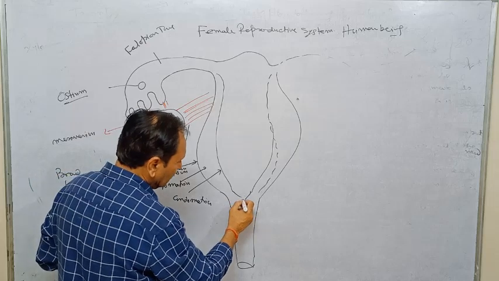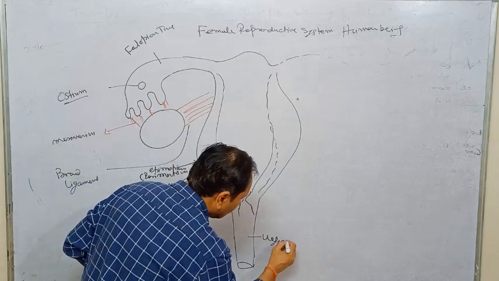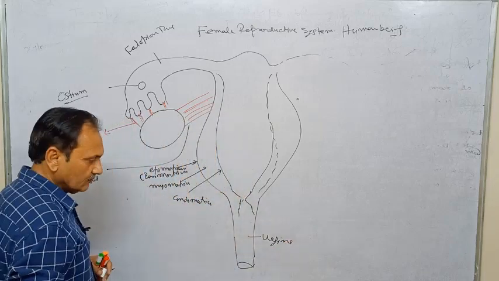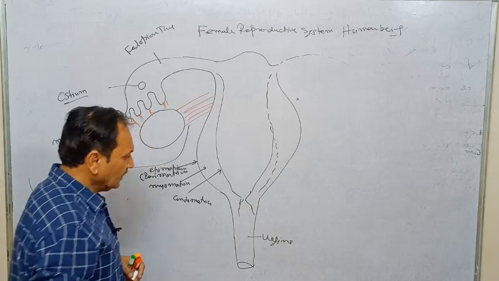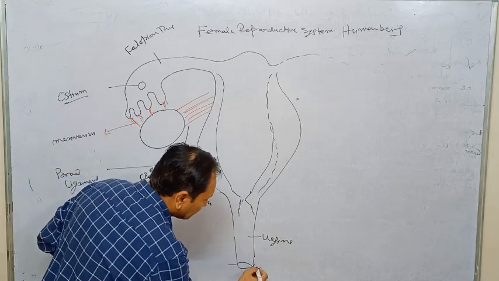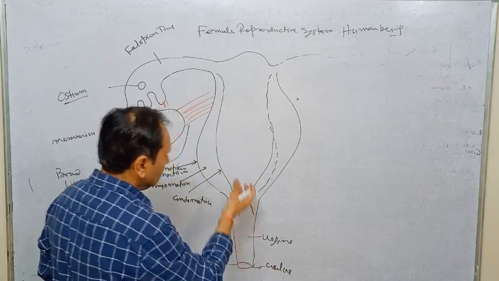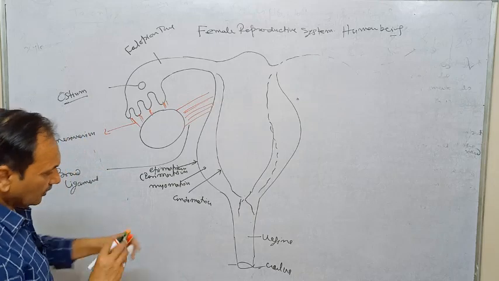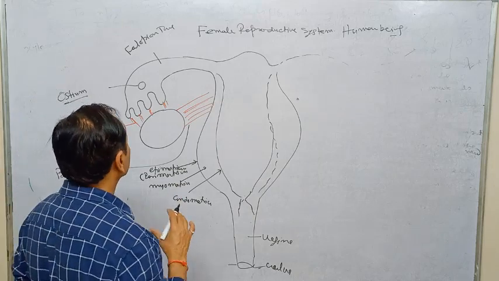It will open here, and this part is called the vagina. It is the tubular structure which receives the male genitalia, and the outer part is called the vulva. It is the outer hole-like structure which receives the male parts.